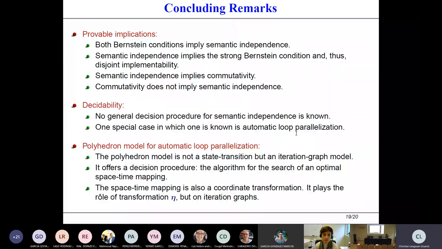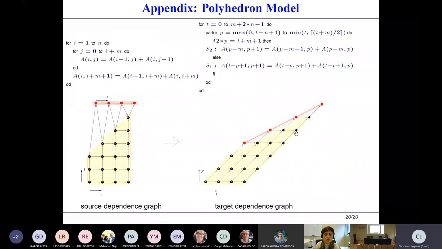You can see that this is a coordinate transformation. That's why I call the variable change in general also a coordinate transformation, because it's akin to what happens in the polyhedron model. So let me show you, and that is my final slide.